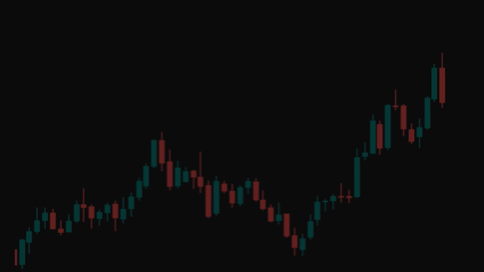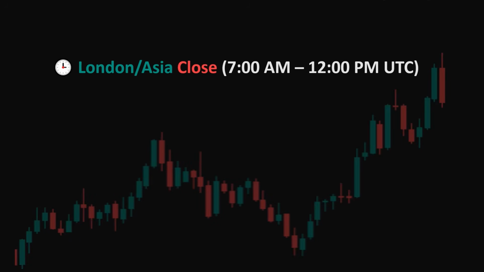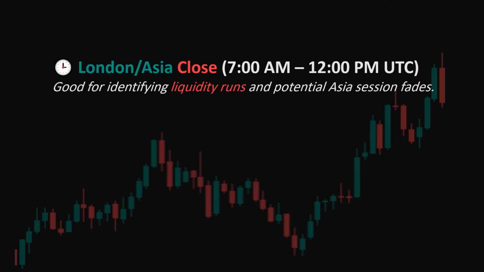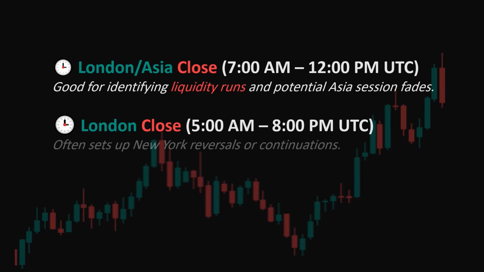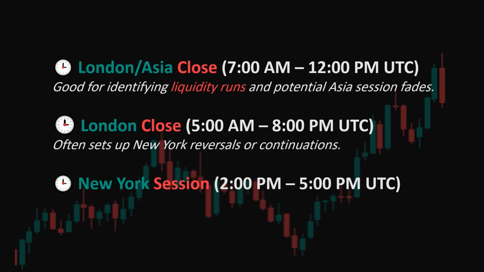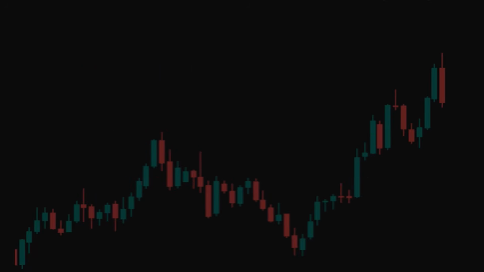Number 6. Timing MSS. The timing of MSS matters. Here are the most important sessions for spotting meaningful structure shifts. London Asia close, 7 a.m. to 12 p.m. Good for identifying liquidity runs and potential Asia session fades. London close, 5 a.m. to 8 p.m. Often sets up New York reversals or continuations. New York session, 2 p.m. to 5 p.m.